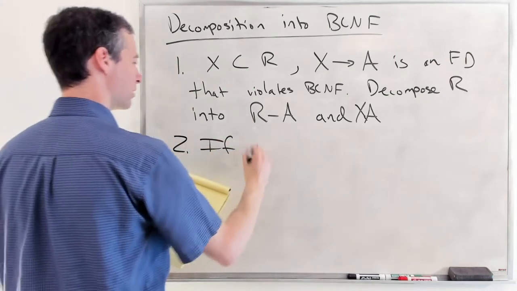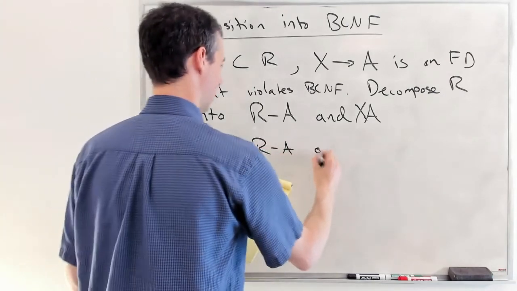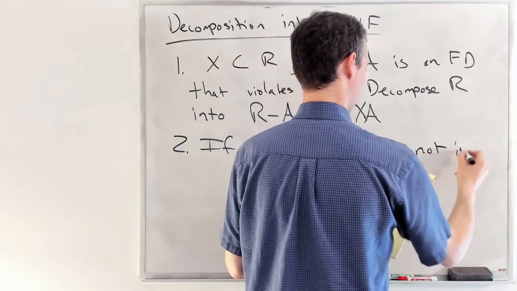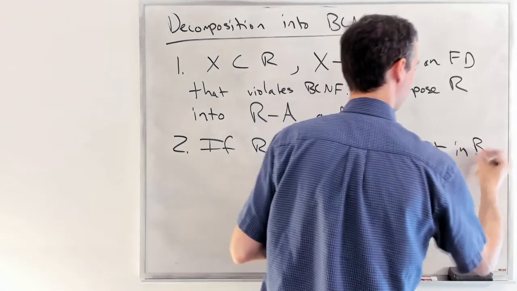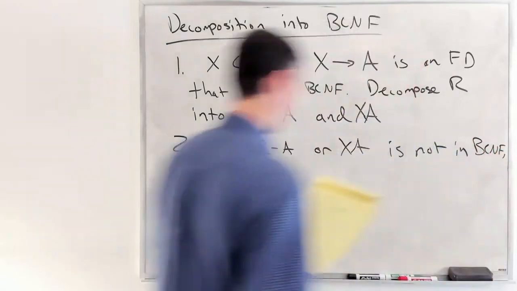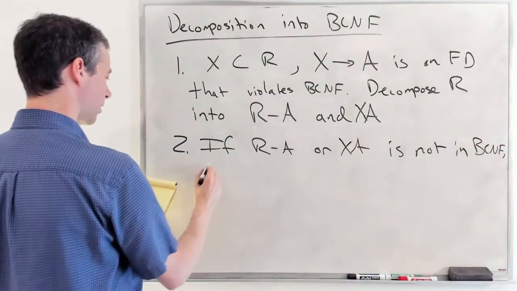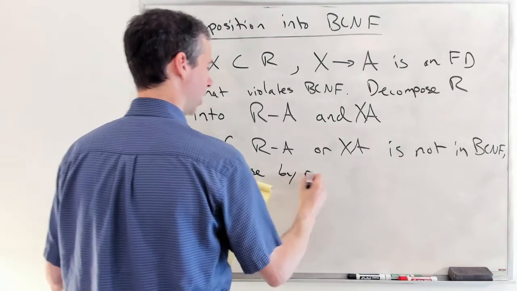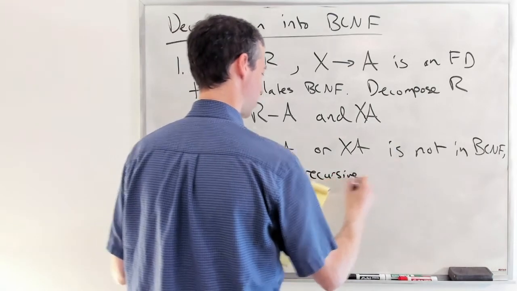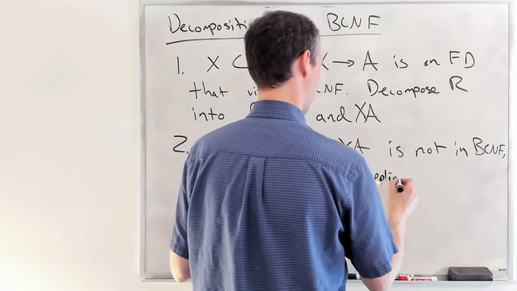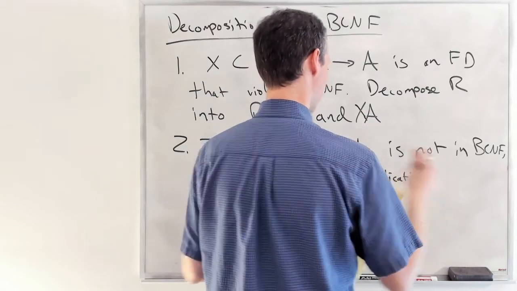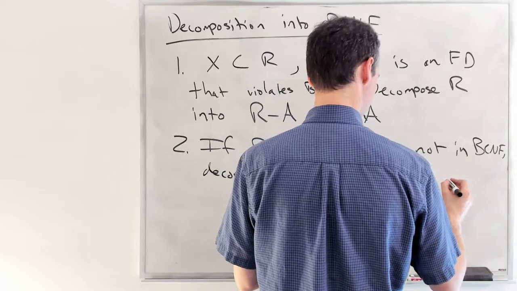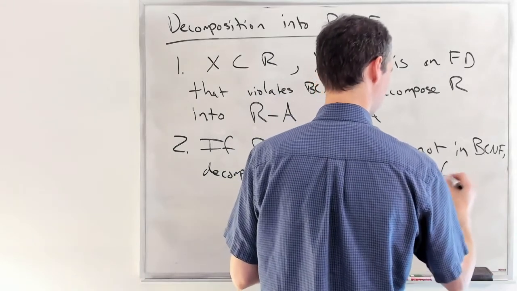We have to look at these. If R minus A or XA is not in BCNF, so in other words, if they have a violation in them, then we decompose them by the fancy term, recursive application of this algorithm. But basically, go back to step one, but plug in these guys, whichever ones violate. We have to keep doing this until we finish.